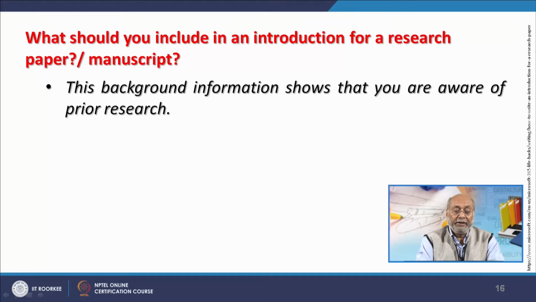aware of prior research. You know, many times it happens that a person or a group of people have written a manuscript and they submit it to a journal, and then the editor or reviewers write that this similar kind of work has already been done and therefore this paper is rejected. You might have done a very good work, but if similar work has not been quoted and you have not brought any novelty, new things, then it is highly likely that it will be rejected.